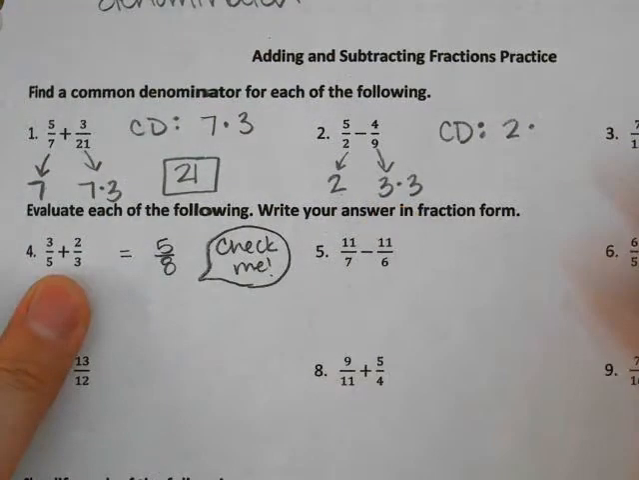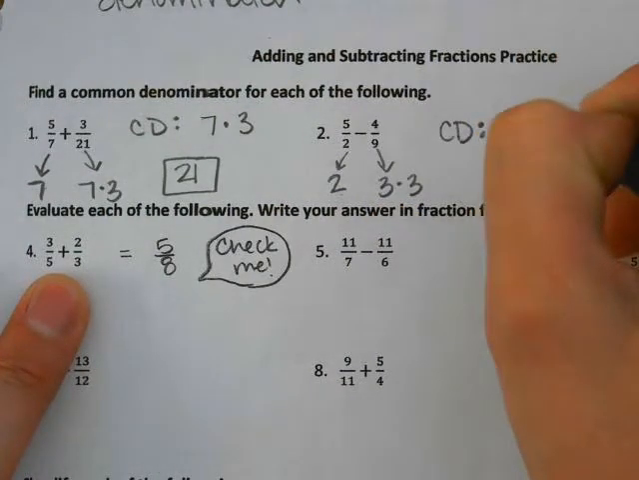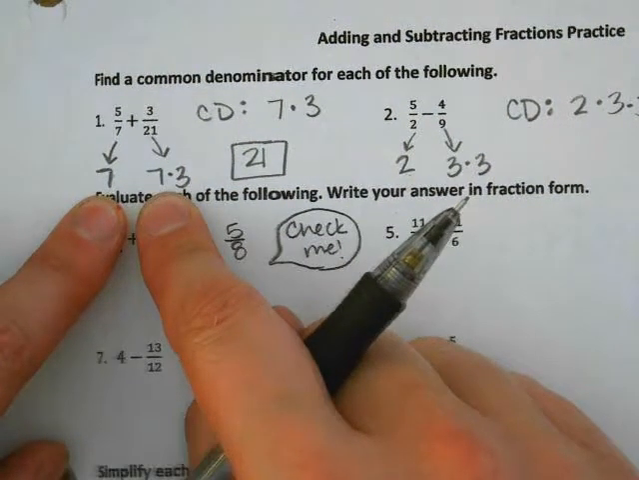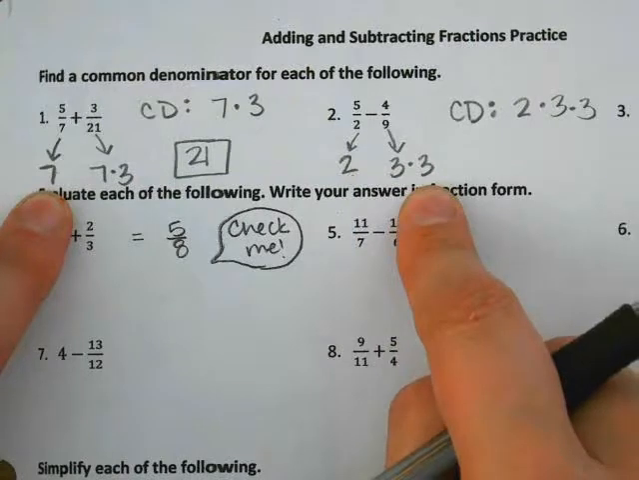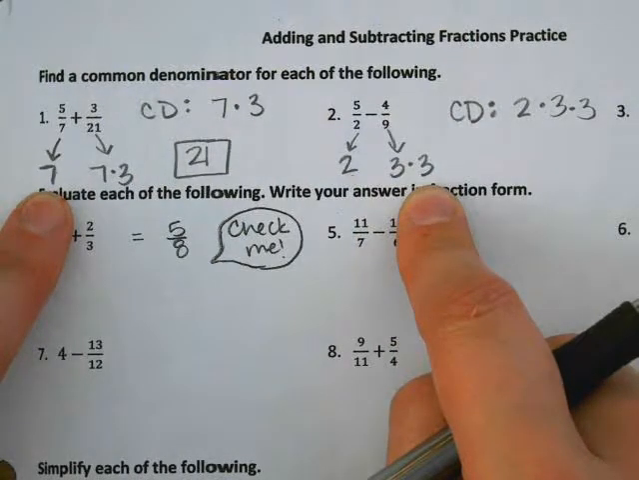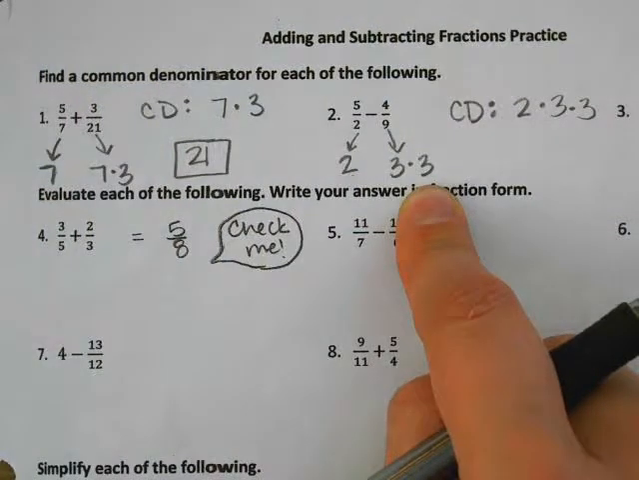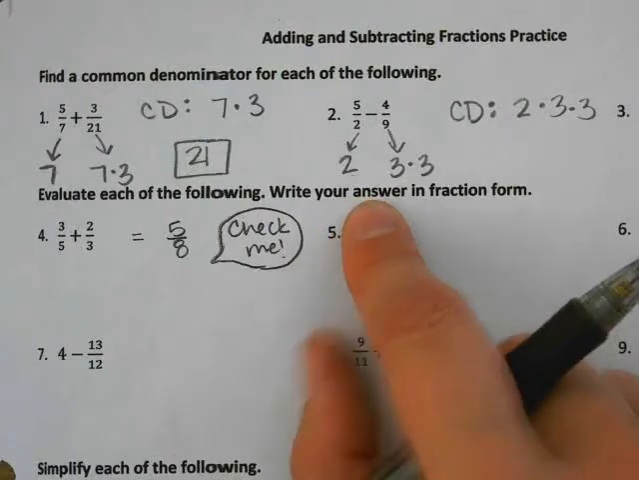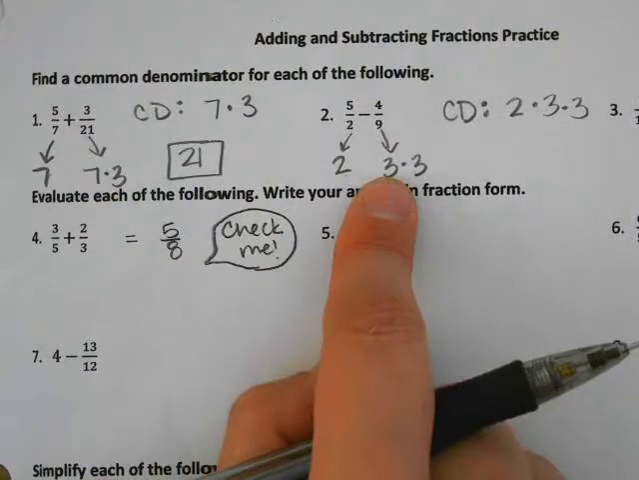Does anyone see the difference between problem number 1 and problem number 2? Because problem number 1 had 2 7s, but we only needed 1 of them. Problem number 2 has 2 3s, and we need 2 of them. Yeah, Erica, what were you saying? Yeah, and that's what we're trying to answer. So why did we only need 1 7 over here? Why do we need 2 3s over here?